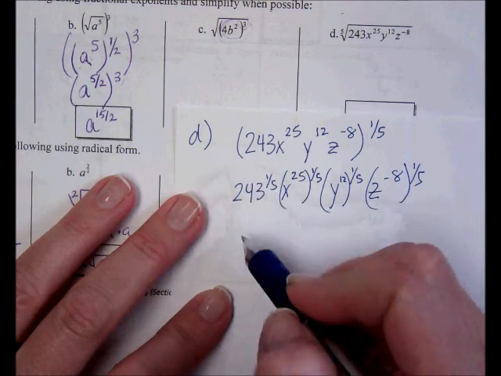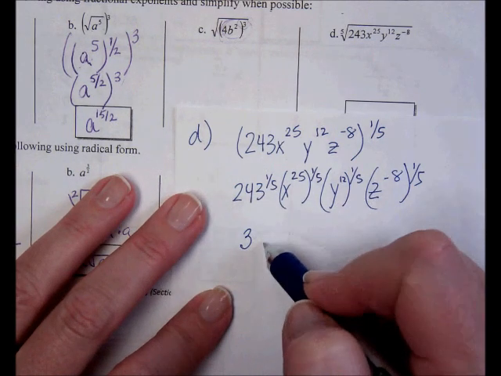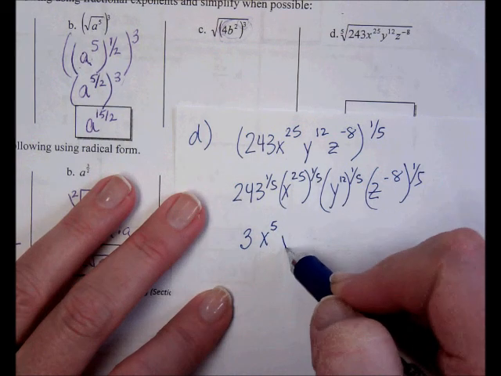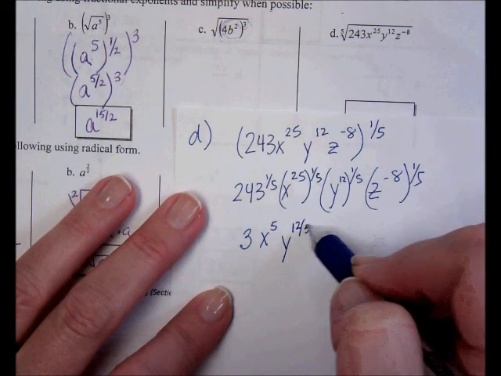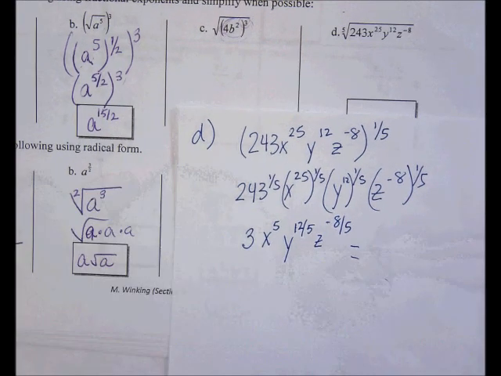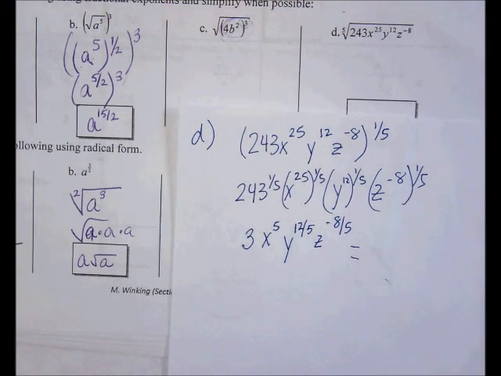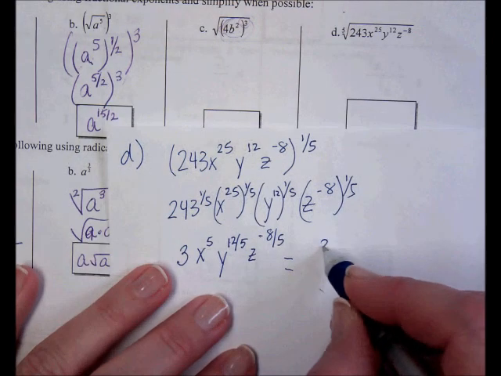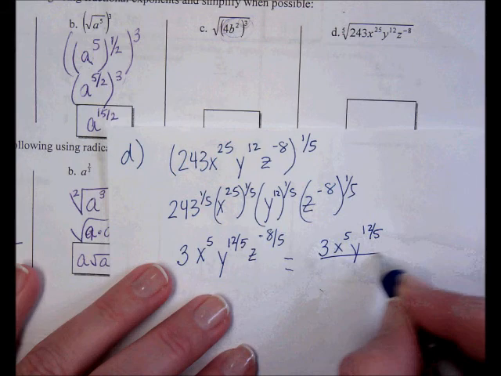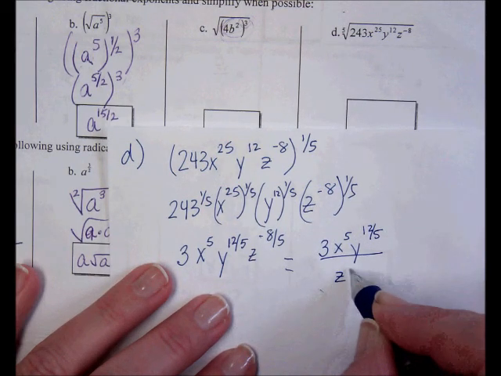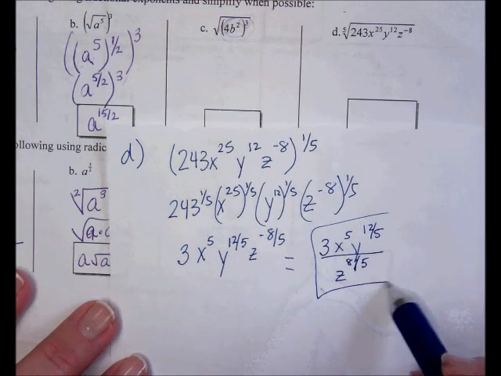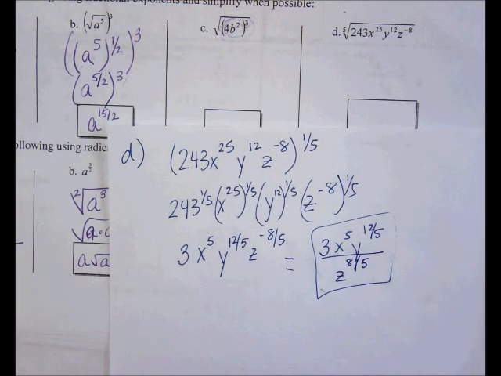And how that looks, I do believe that is 3. X to the 25 divided by 5 is 5. Y to the 12/5, z to the -8/5. The only thing here is, I know I can't have a negative in my exponent, so it becomes 3x to the 5th, y to the 12/5, all over z to the 8/5. And that is your simplest form in exponential form.